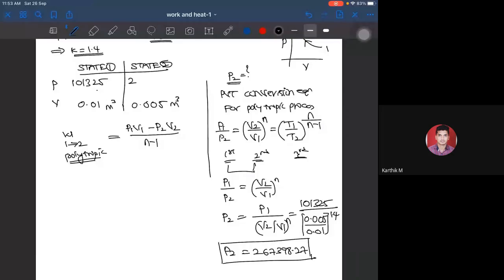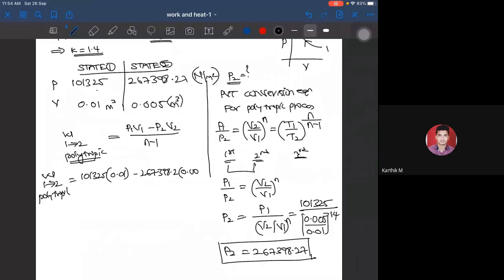It is 267,398.27. Note the values would be in Newton per meter square. Okay, all these values in meter cube. Yes, so the final step, calculation of work done in a polytropic process, that is equal to P1, 101,325 into V1 0.01 minus P2, 267,398.2 into V2 0.00005 divided by 1.4 minus 1. Yes, guys, what is the value?